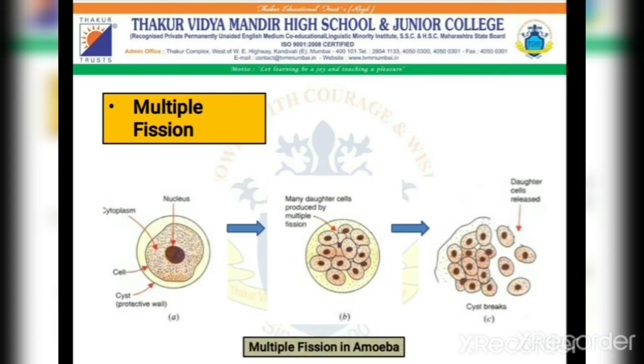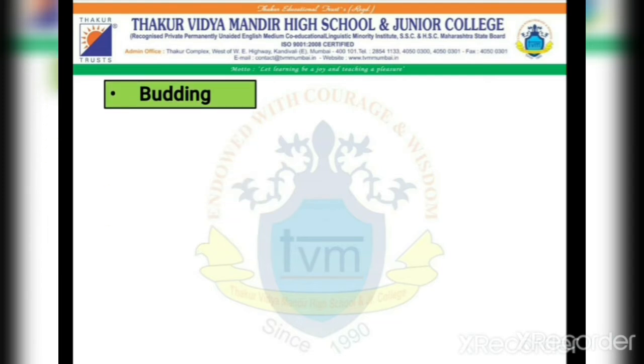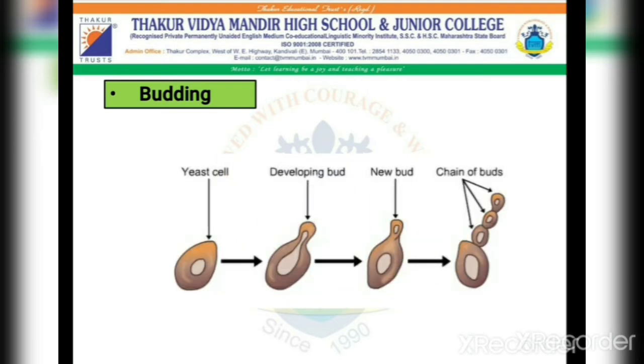The third method of asexual reproduction in unicellular organisms is carried out by budding. Bud means an outgrowth. A simple example here is yeast. You will see that the yeast cell performs budding. That is, a small bud comes out of the parent cell.